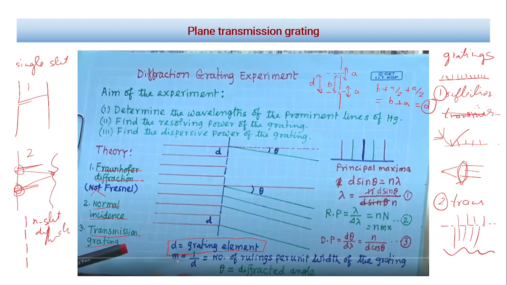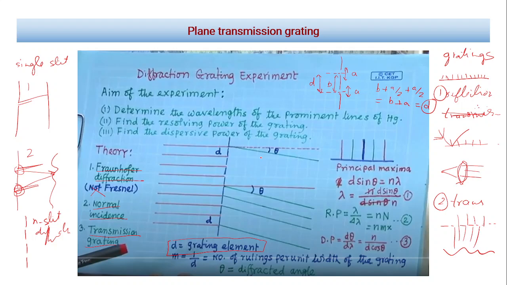Now what is m? m is 1 over d, that is, the number of rulings per unit width of the grating. As I said, we have a few thousands per centimeter or per inch. So the number of rulings per unit width of the grating is m, and it is the inverse of the grating element value.